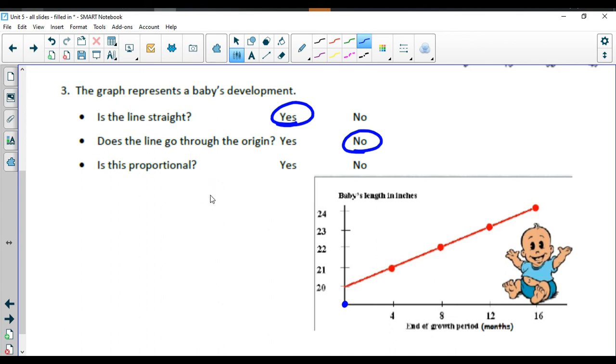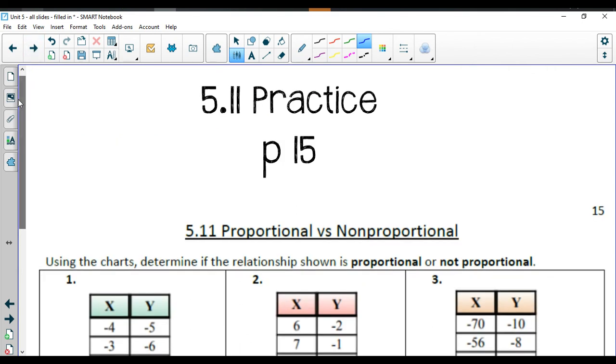For the final question, is this proportional? No is the correct answer here because we don't go through the origin. This is not a proportional graph. And that's it for lesson 5.11, proportional versus non-proportional.